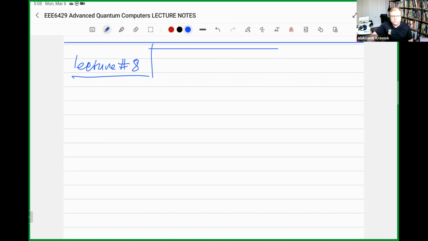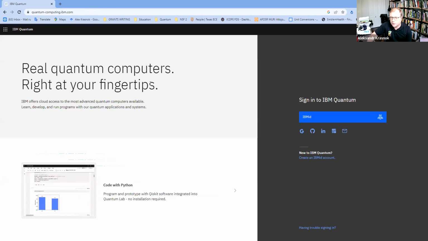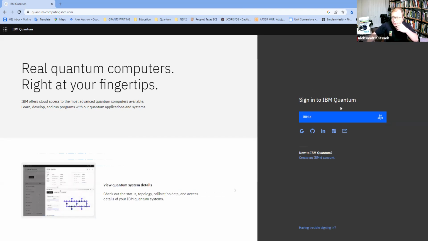And today we will continue getting familiar with the quantum circuits and the main quantum gates. But before we start, let me tell you that today we will start using this IBM Qiskit simulation software. And in today's homework assignment, you will get some problems to solve using this Qiskit platform.